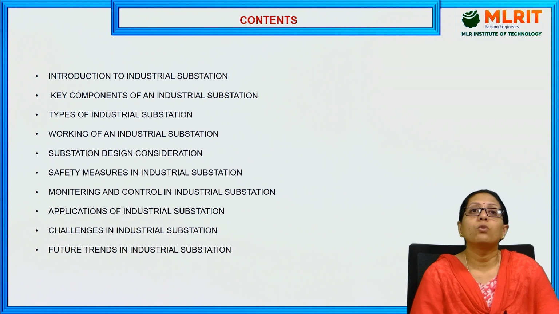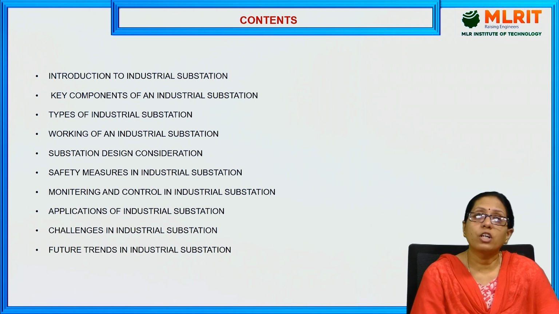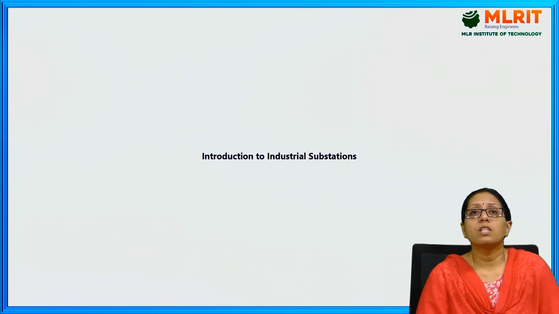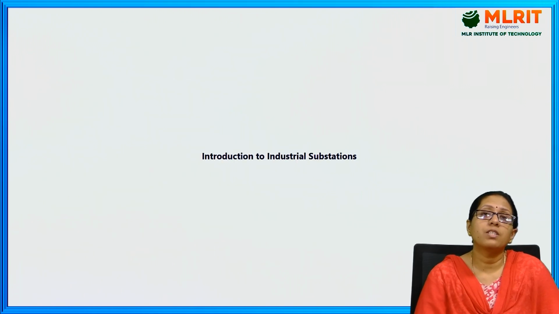These are the few key points: introduction to the industrial substation, key components which are being used, different types of substation, the working of industrial substation, as well as its design considerations, safety measures, monitoring and control systems, its applications, its challenges, and future trends of the industrial substation. The first one is introduction to the industrial substation.